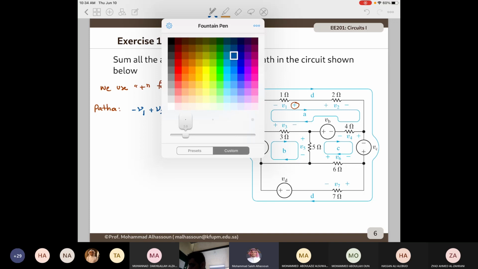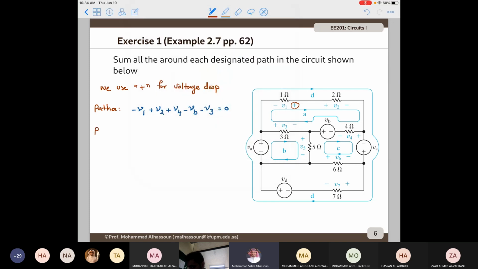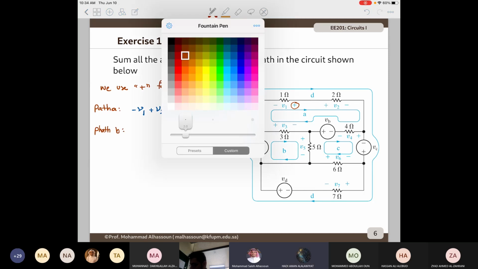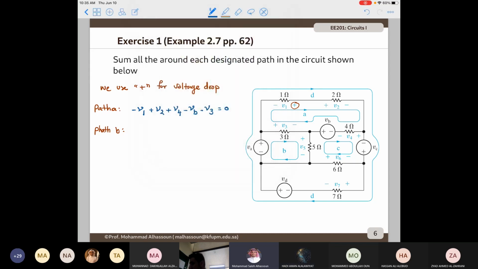The second one was for path B with Hadi. Minus VA, plus V3, plus V5 equal to 0. Excellent.